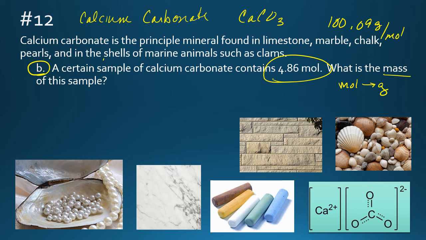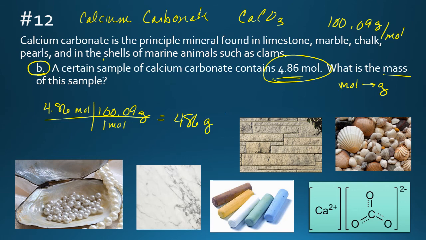To do that, I'm going to start with the 4.86 moles. And for every 1 mole, you have 100.09 grams. So you just take your calculator, 4.86 times 100.09, and you end up with a mass of, we need sig figs, there's 3, so 486 grams of calcium carbonate. And you are done.